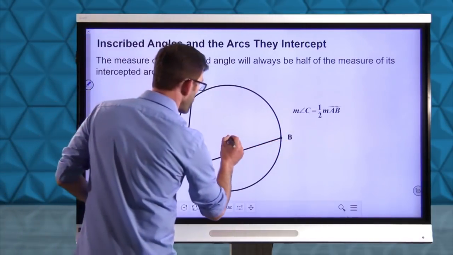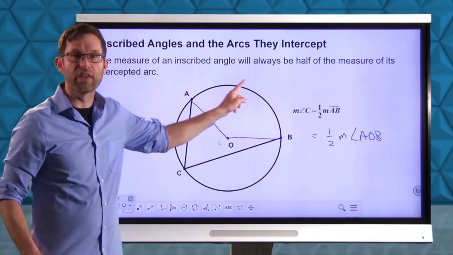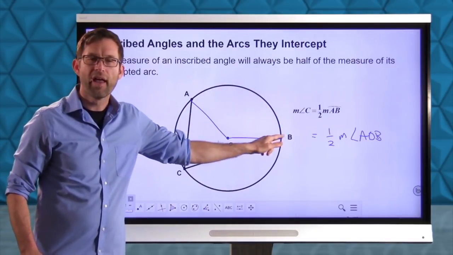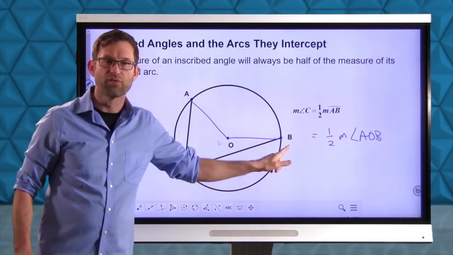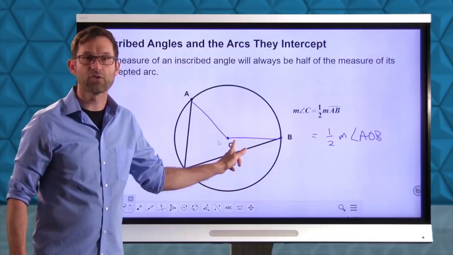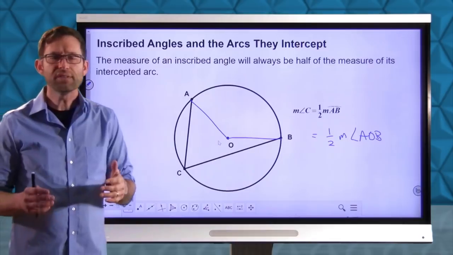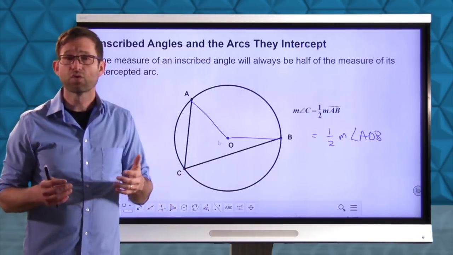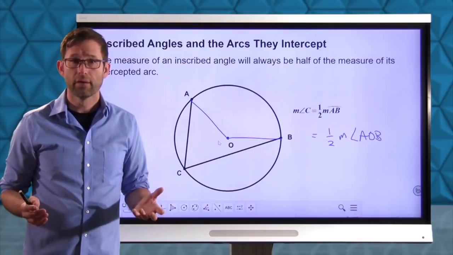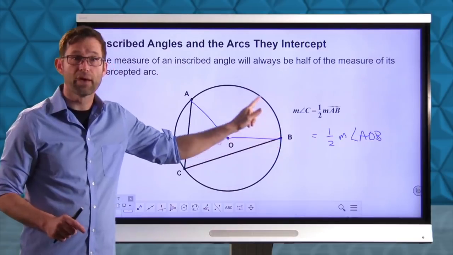Again, keep in mind, what I'm really saying there is that that's 1/2 of the measure of angle AOB. Remember, we always talk about the degree measurement of the arc as how far around, in terms of degrees, the circle that arc represents, and we think about that in terms of the central angle that intersects that arc. And it's really phenomenal that no matter what, that inscribed angle will always be half of the measure of that arc.